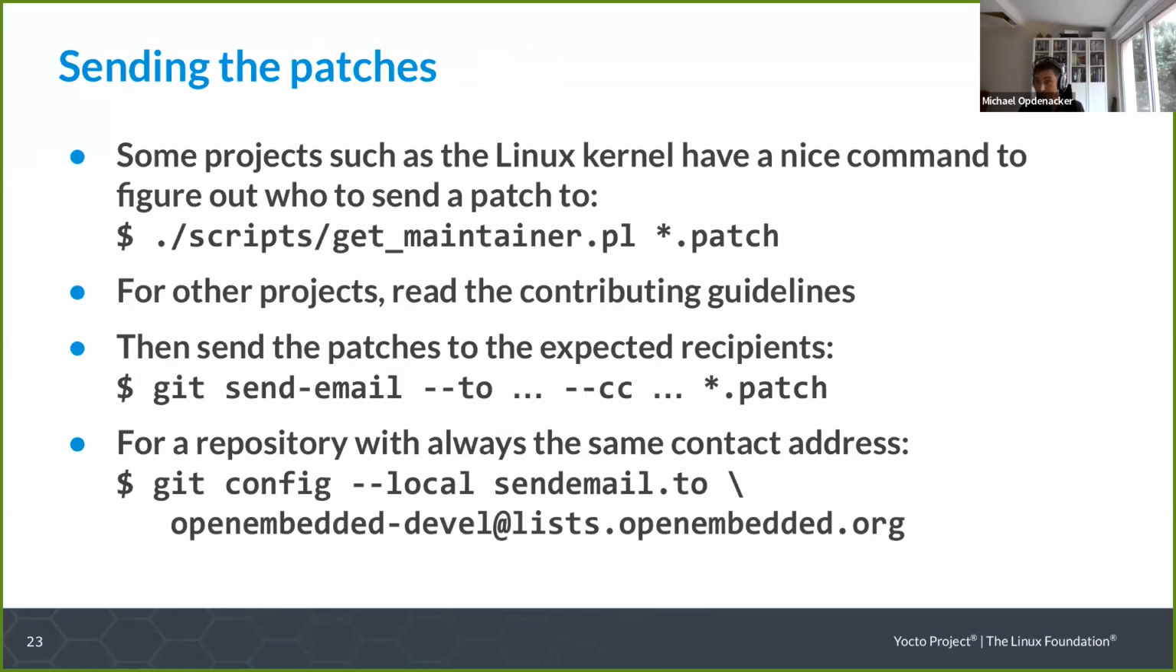And then sending the patches. Some projects, such as the Linux kernel, have a nice command to figure out who to send the patches to. That's the script get_maintainer.pl. You give it a list of patches, and it looks at the MAINTAINERS file and figures out who is in charge, what mailing list, what maintainers, etc. So you don't have to scratch your head. If something goes wrong, just blame get_maintainer. For some other projects, like our project, we don't have this yet.